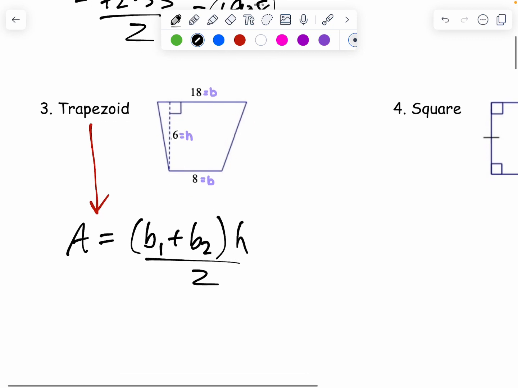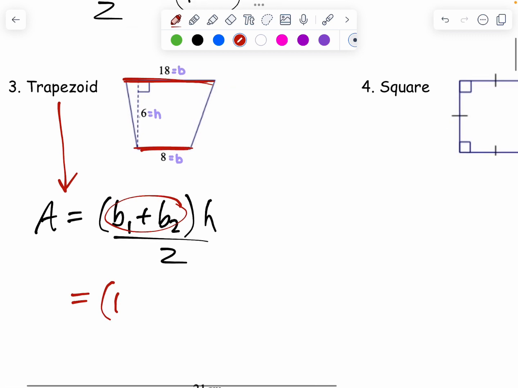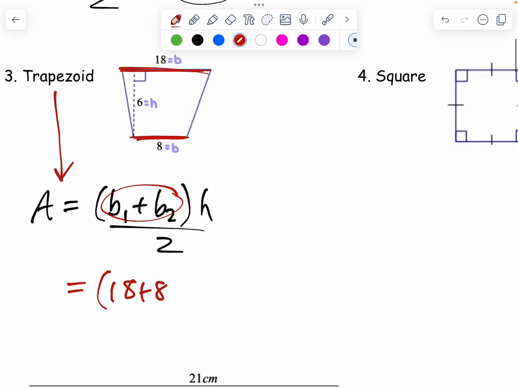So I'm going to plug in all these numbers. So the bases are the 18 and the 8. Those go in for base 1 and base 2. So I'm going to put 18 plus 8. The height is the 6. You got to find that right angle, right? See how the height is connected to one of the bases with that right angle. So the height is the 6. And then don't forget to divide by 2.